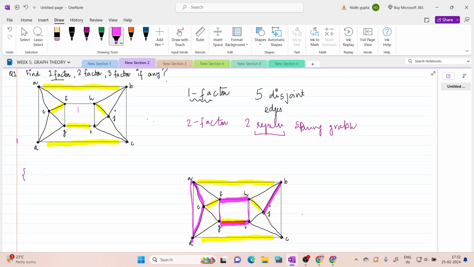BJC. Yes, perfectly right. This is also a two factor because it is covering all the vertices, and each vertex has degree 2.